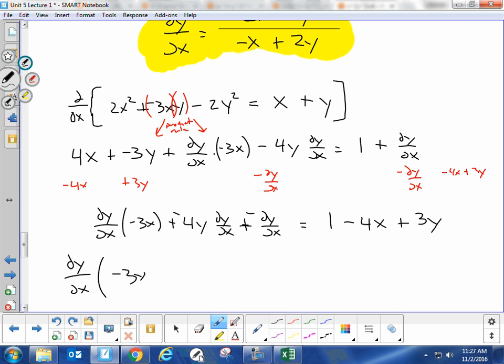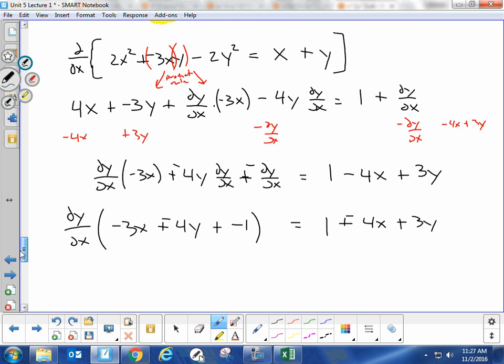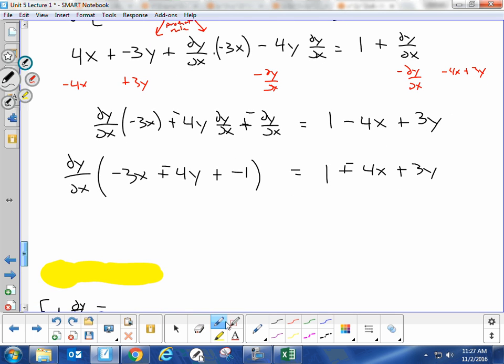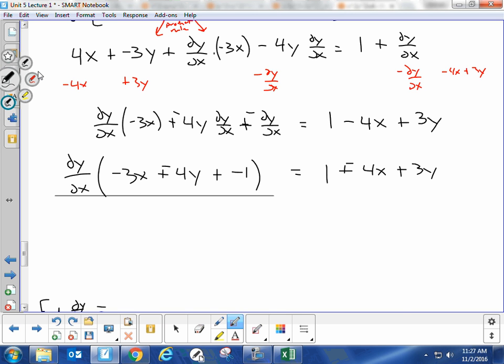I have negative 3x minus 4y minus 1 plus negative 4y plus negative 1. You may have the same thing, just in a different order. And if I want to make this plus a negative, I can. Then my final step is to divide by the 3x minus 4y plus negative 1 on both sides, and then I'm good.